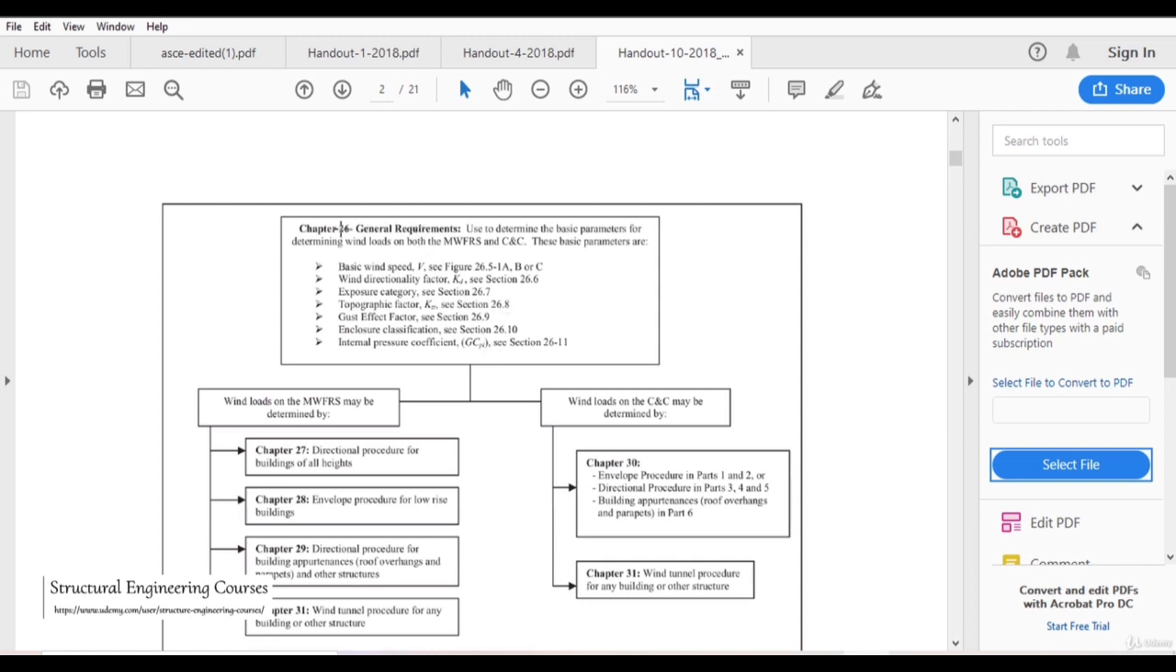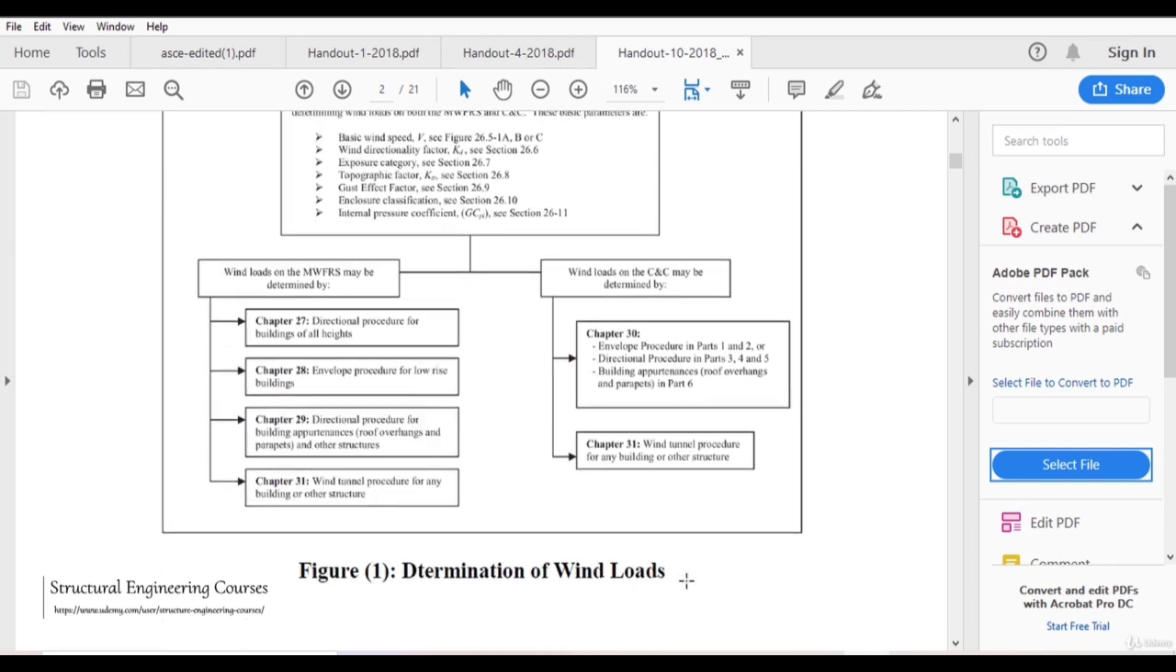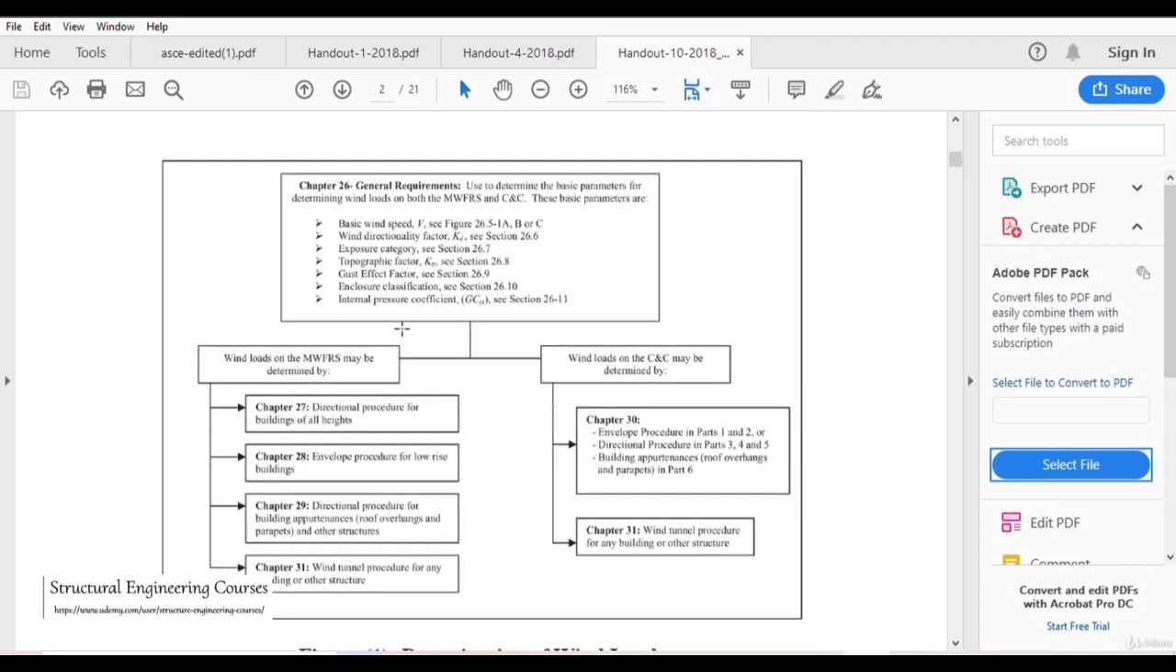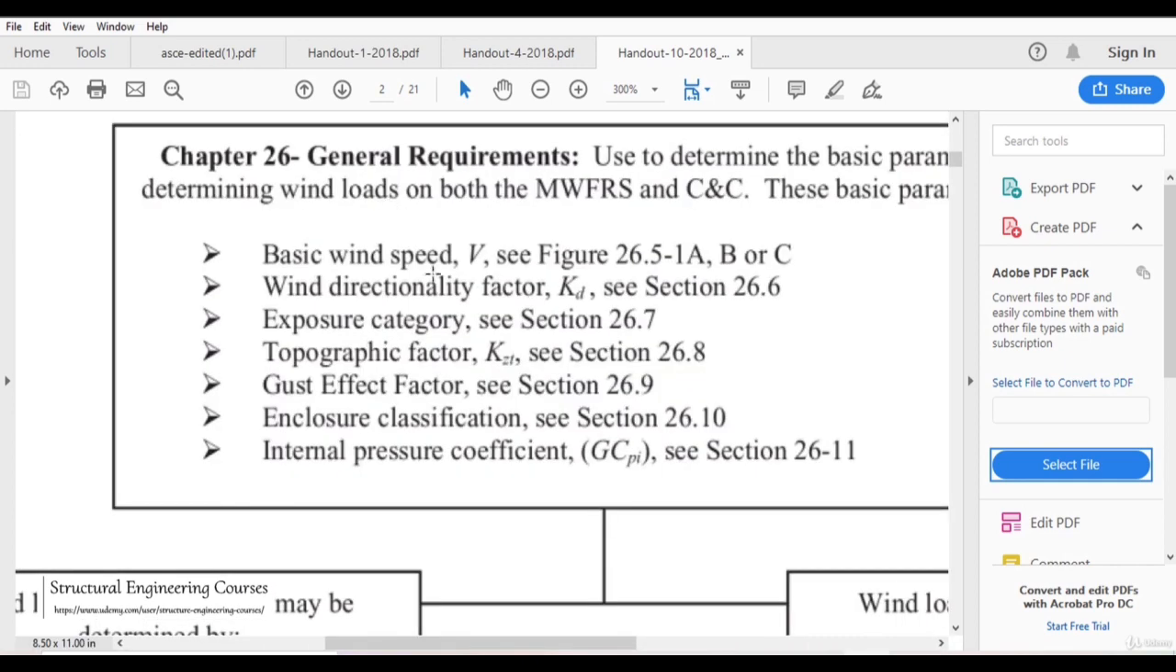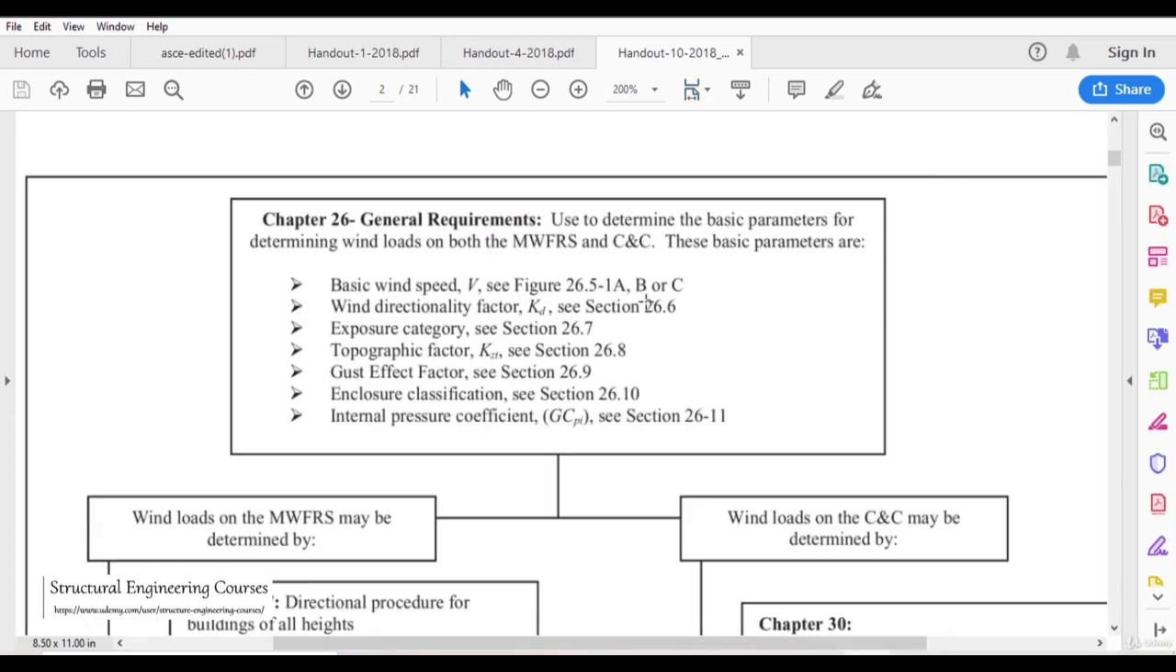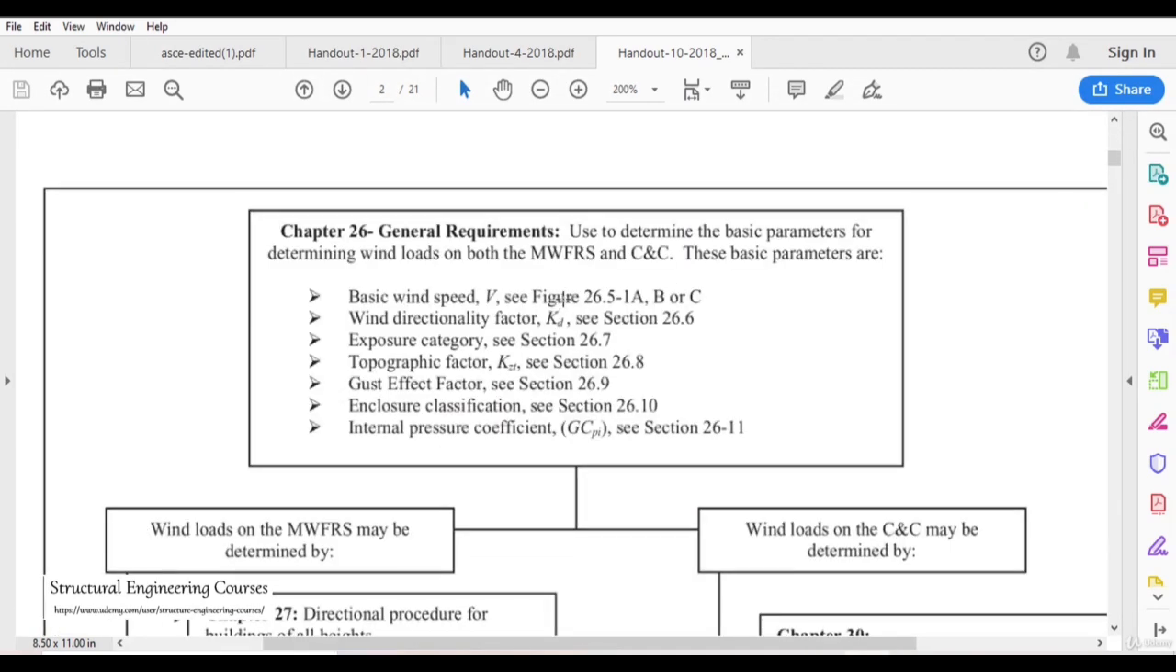if you can open ASCE 07-10, if you have a copy of that, there are various chapters. From chapter 26 to chapter 31, it explains all the provisions for the wind loads. Chapter 26 deals with the basic factors that govern the design for wind. Chapter 26 can be used to find out the basic wind speed V.